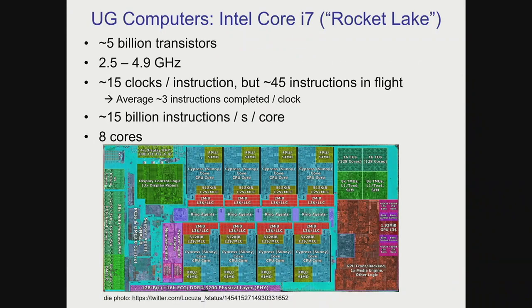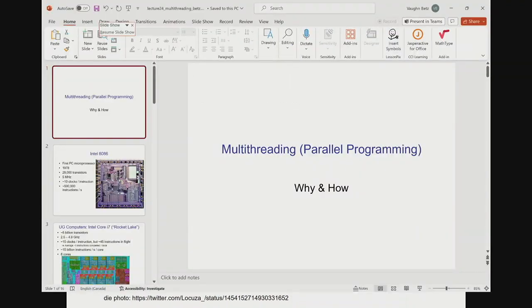Let's fast forward to today. In the UG machines, the CPU, the processor in there, is an Intel Core i7 chip. Core i7 doesn't mean much. It's kind of a marketing term. You'll find lots of processors called i7s, i5s, etc. What is more meaningful is the internal code name, what's called the microarchitecture from Intel. This one is called Rocket Lake. If you want to look up more about the CPUs in the UG lab, go look up Rocket Lake.